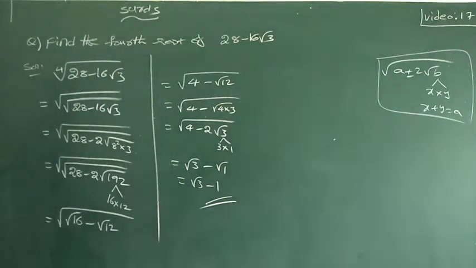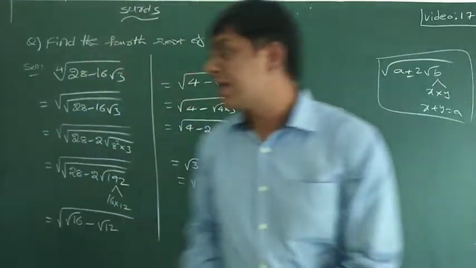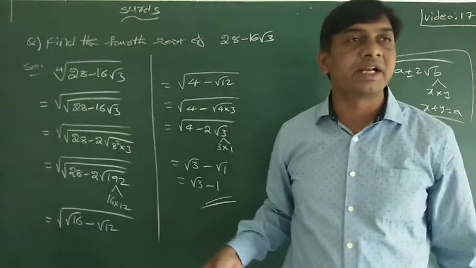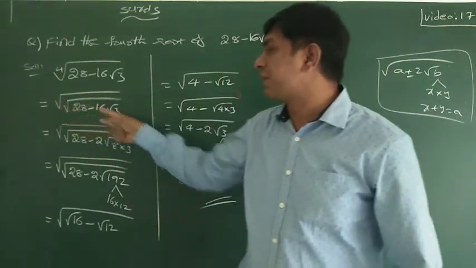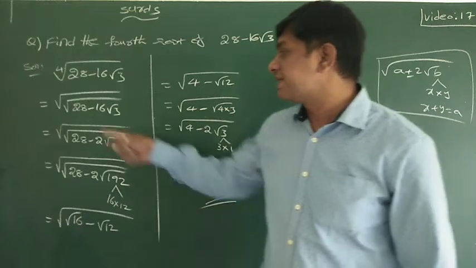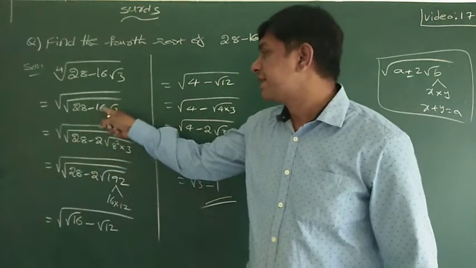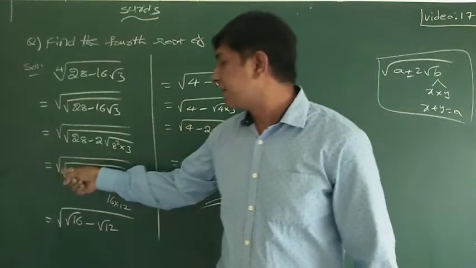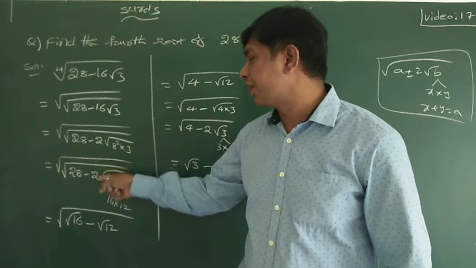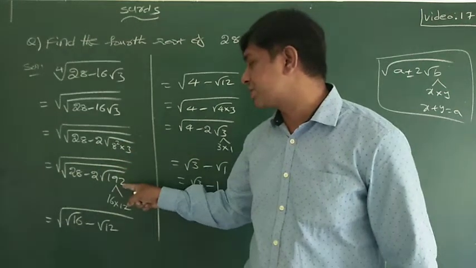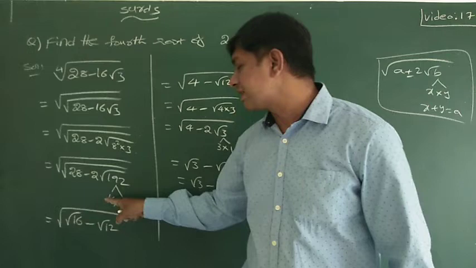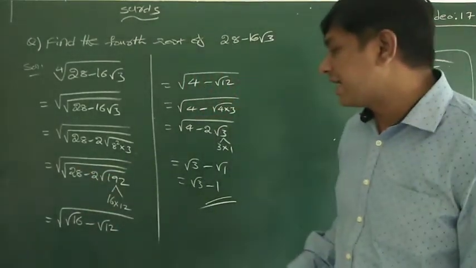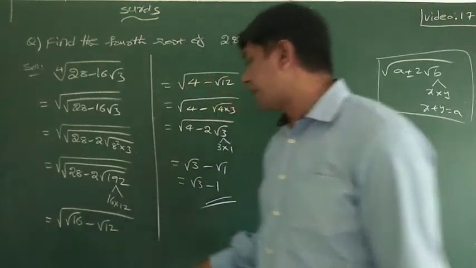Root 3 minus 1. They gave the fourth root of 28 minus 16 root 3. Since I don't have a direct fourth root procedure, I wrote it as a square root of 28 minus 16 root 3. That is the square root of 28 minus 2 into 8 square into 3, that is 2 into 64, 3 64s are 192. Now 192 factors are 16 12s are 192. 16 plus 12 is 28.